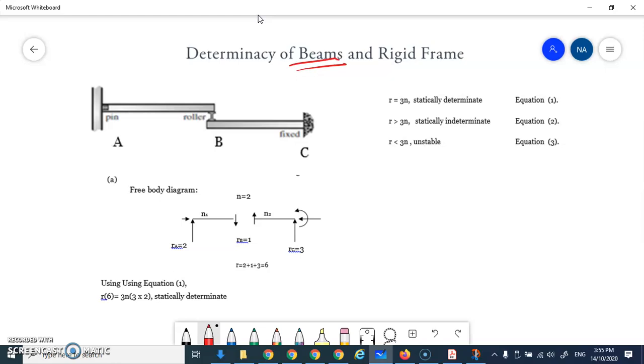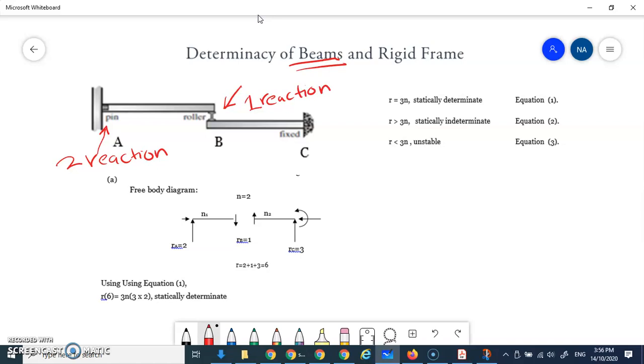Okay. So in this beam, kita nampak kat sini dekat point A. So ini adalah pin. So pin will have two reactions. Okay. And at point B, so this is a roller. So roller will have one reaction. Okay, and fixed will have three reactions. Okay, so we need to know the total number of external reactions.